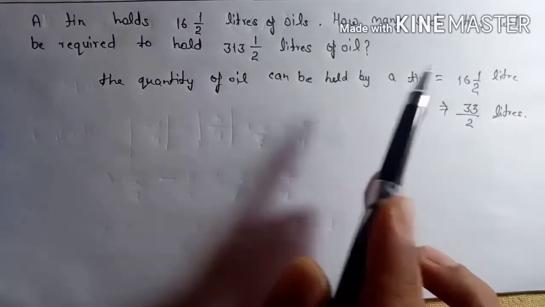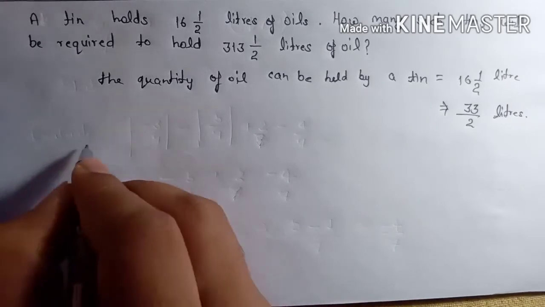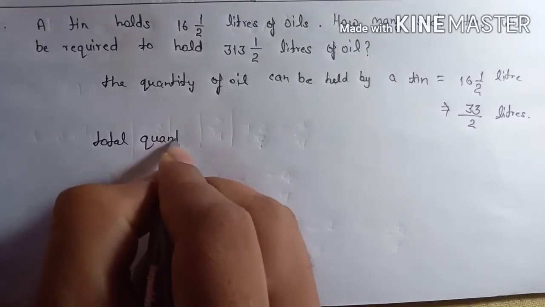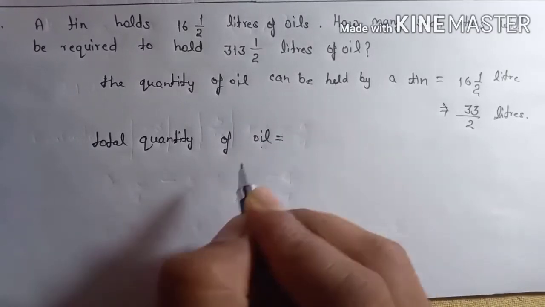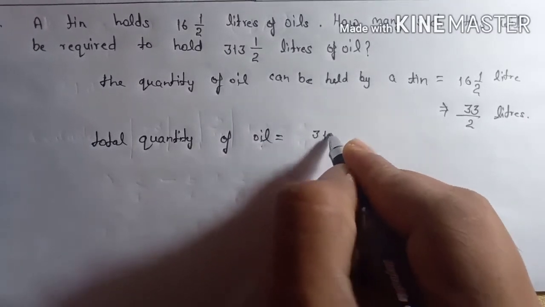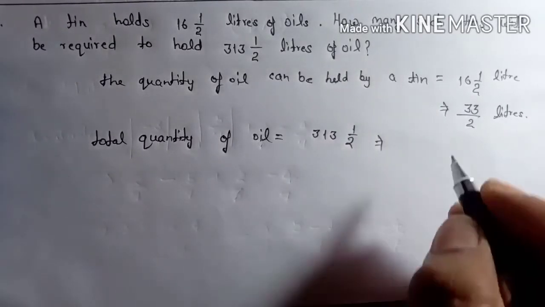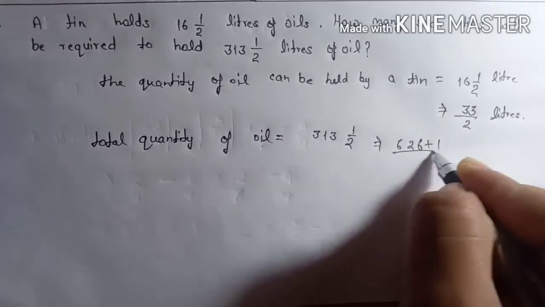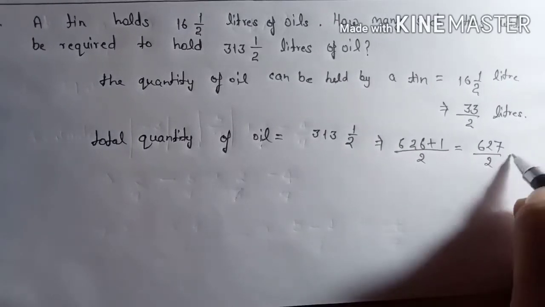And it is said, how many such tins will be required to hold 313 whole 1 upon 2 liters of oil. So the total quantity of oil is equal to 313 whole 1 upon 2. Again make it an improper fraction, that is 626 plus 1 upon 2, which is equal to 627 upon 2 liters.